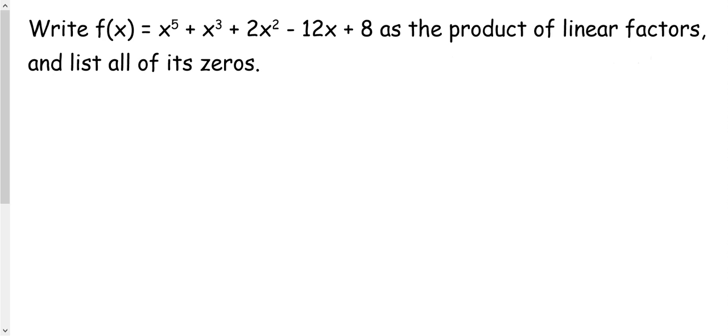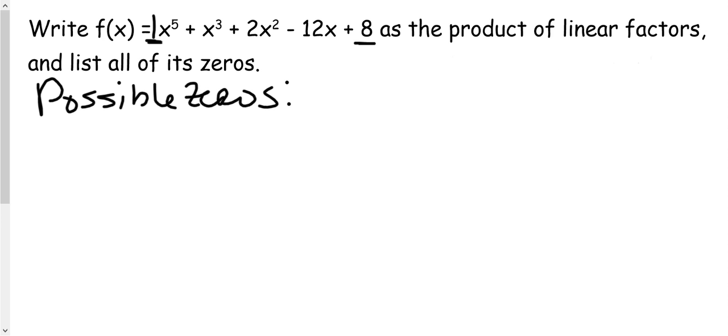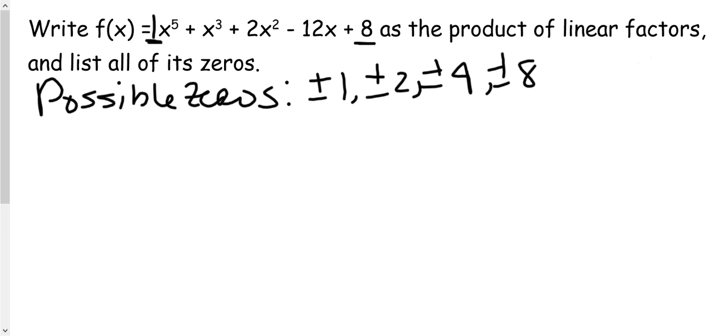And for this, that's where we're going to look to our P and our Q. So we have some pretty easy coefficients here. We have a coefficient of 1 in front of our highest degree term, and then we have 8. So because we're just going to be dividing by 1, I can list my possible zeros as plus or minus 1, plus or minus 2, plus or minus 4, and plus or minus 8.